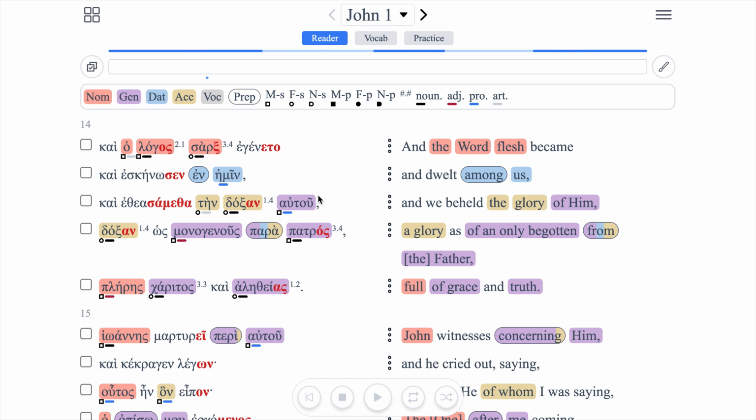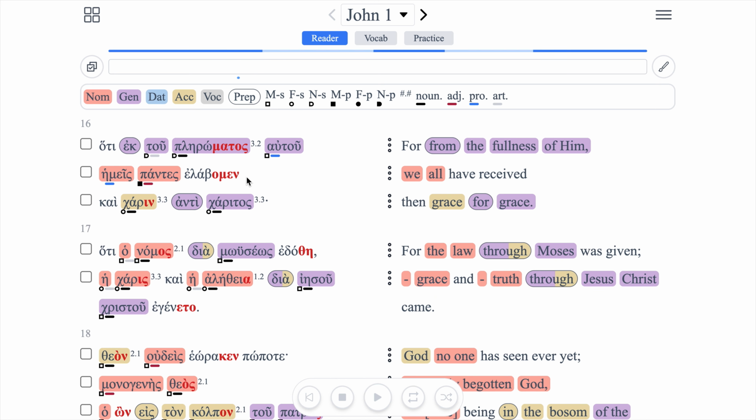In 14, we have another predicate nominative. Egeneto means to become, and like to be is a linking verb, essentially acting like an equal sign between both nouns. Και εθεασάμεθα την δόξαν αυτού. We εθεασάμεθα what? Την δόξαν, the glory. So that's accusative. Whose glory? His glory. So him is genitive. Πλήρης χάριτος και αληθείας, full of grace and of truth. You're seeing that genitive is often translated as of the noun, which makes sense.